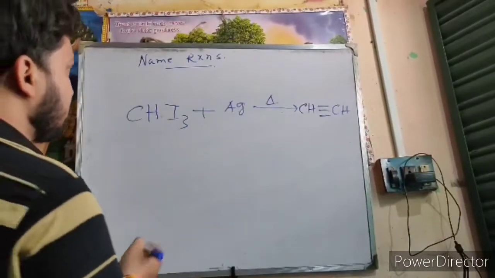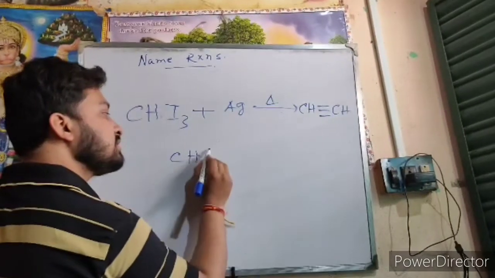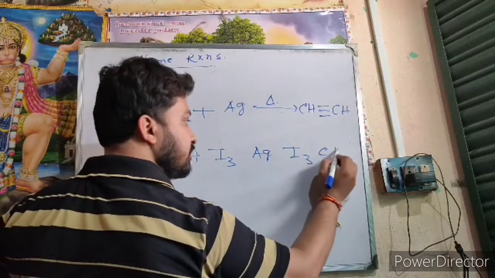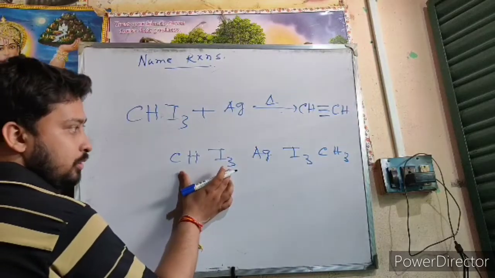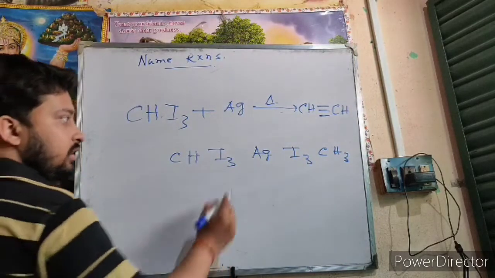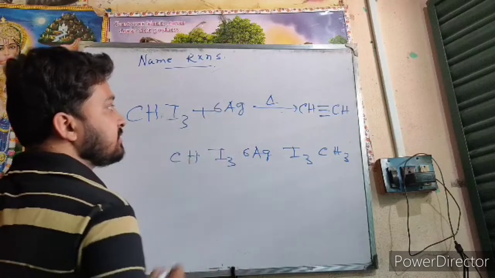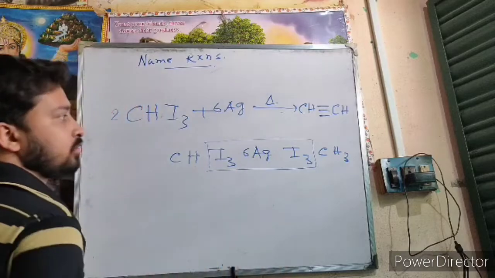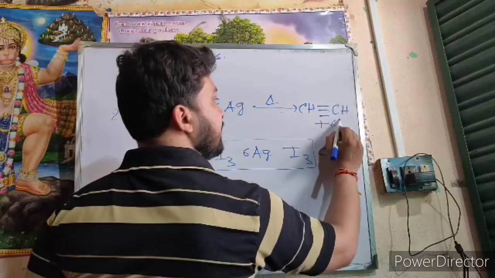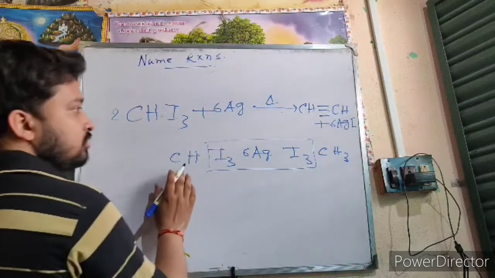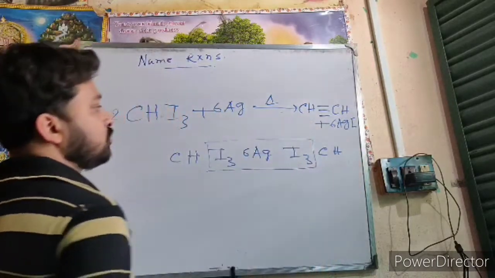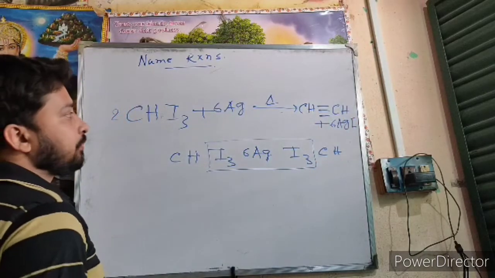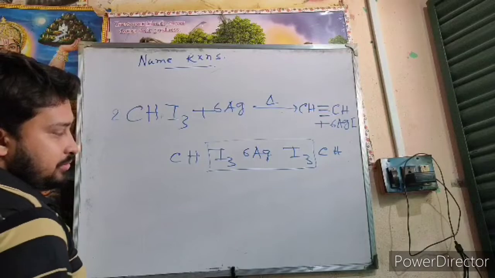What is the simple trick? The simple trick is CHI3, there is Ag, and this is I3CH. I write this compound in this way. You take 6 Ag, so 6 AgI is removed from here. So the side product is 6 AgI, and the product is CH triple bond CH, acetylene. This is the iodoform reaction.